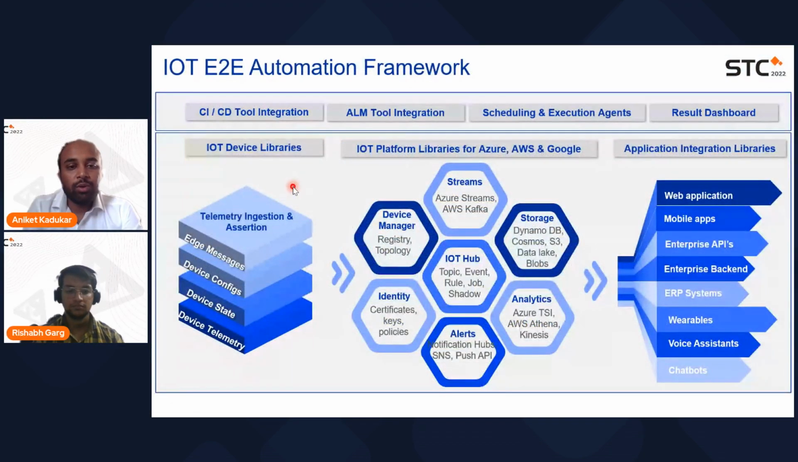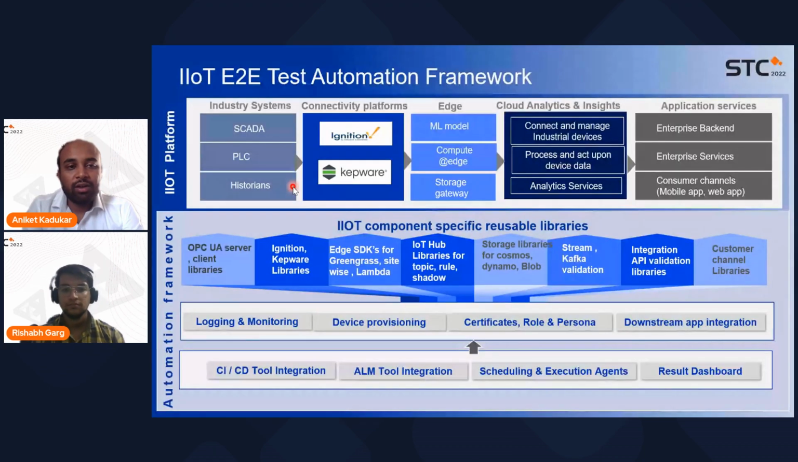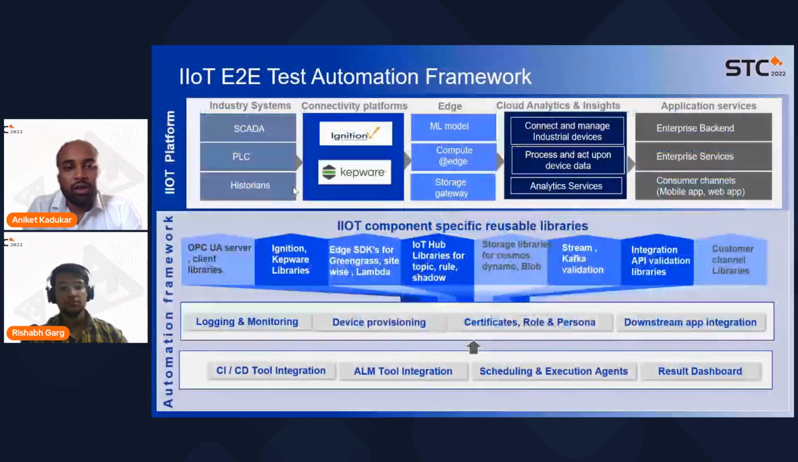So this is how exactly this IoT end-to-end automation framework looks like. The next framework is an enhanced version of this IoT end-to-end automation framework, which we can use to test the industrial IoT. We will show you the demo of how it actually works. So in this end-to-end automation testing framework for the IIoT, there will be different components.